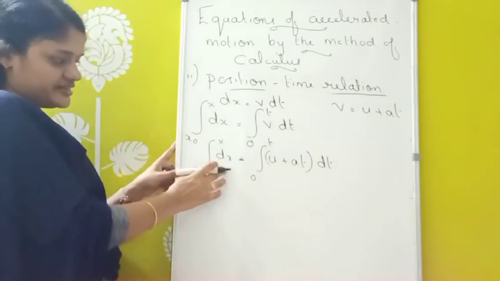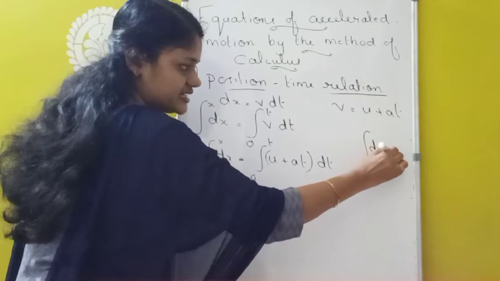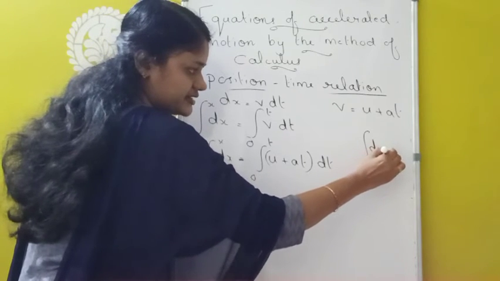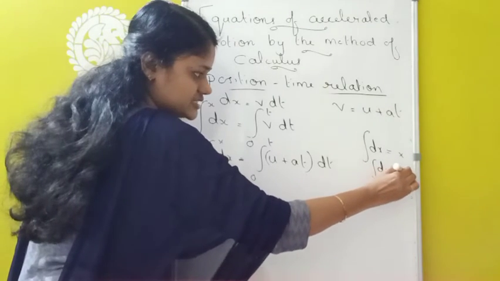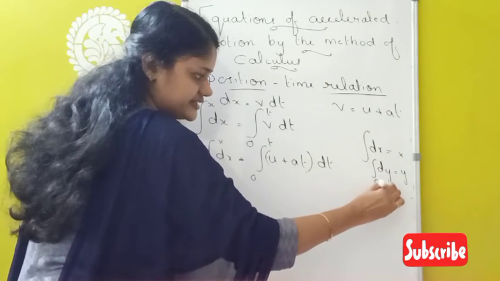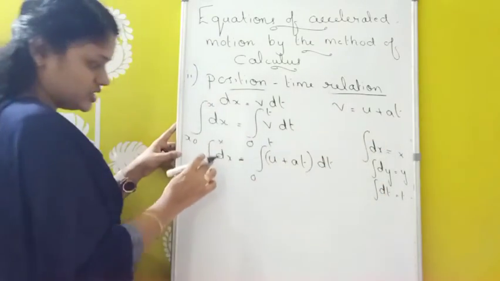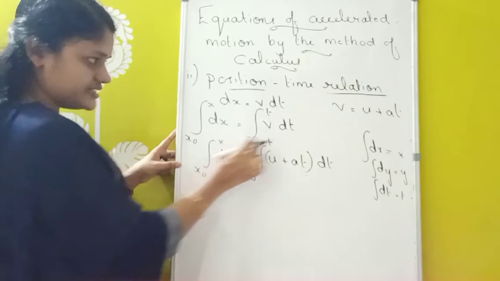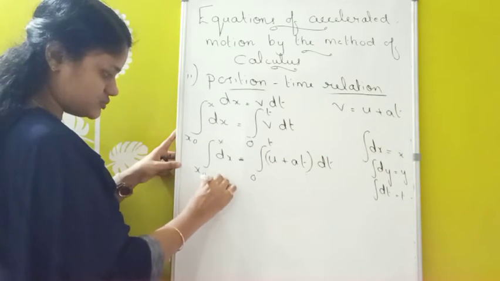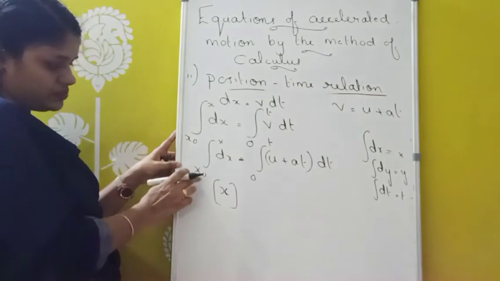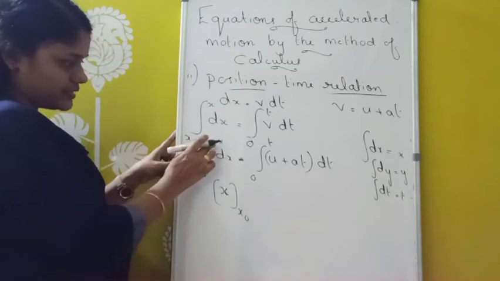Now we have to integrate. Integral dx is x. Similarly integral dy is y, and similarly integral dt is t. So instead of integral dx we can write x. Now you have to put a square bracket here and put the limits. The lower limit is x0 and the upper limit is x.